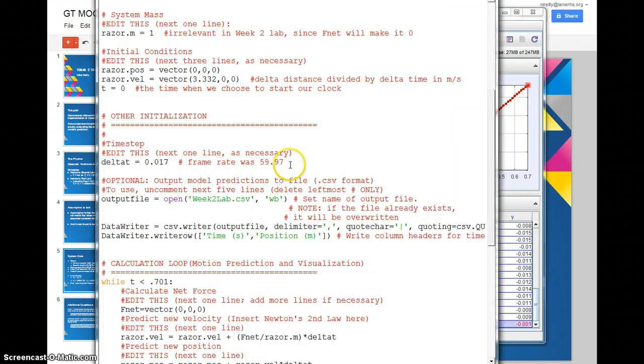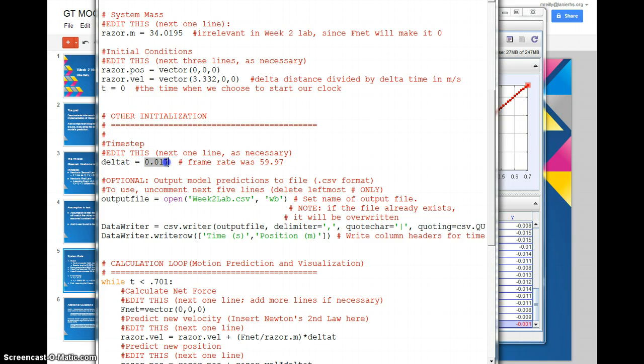So then in the code, calling this a Razor scooter, I could put the mass in here, but it is irrelevant because it is zeroed out later, but just for kicks I will put one in now. And there we have it in kilograms. The position starting off at the 0, 0, 0 vector, and the initial velocity, what we found before, was the 3.332 going along the positive x-axis.